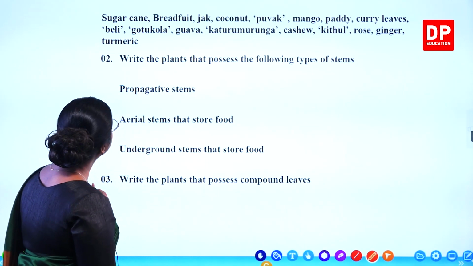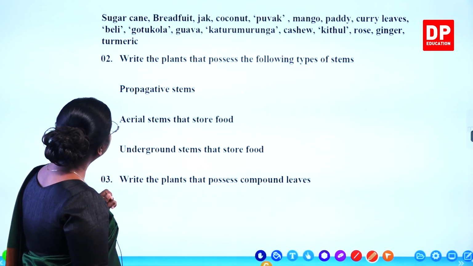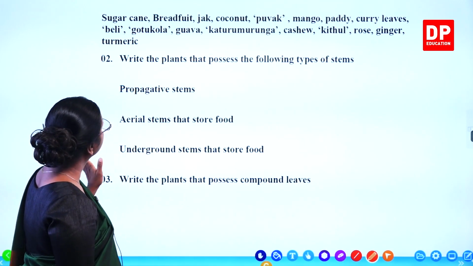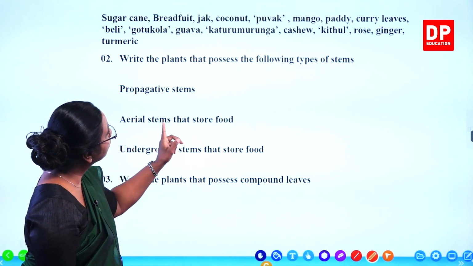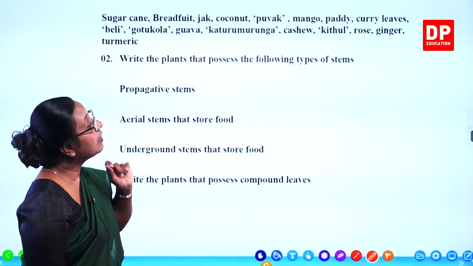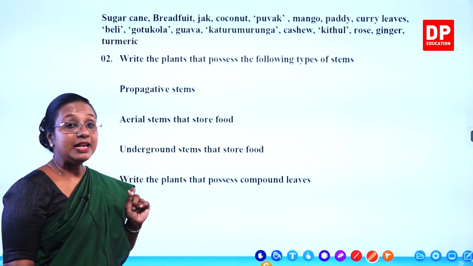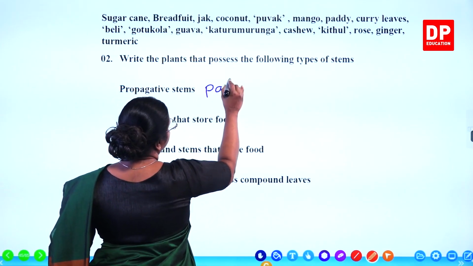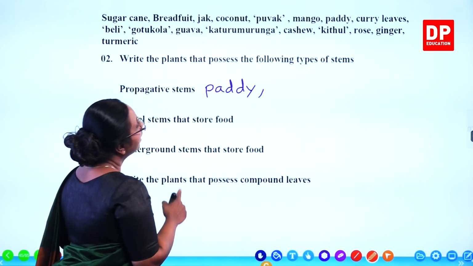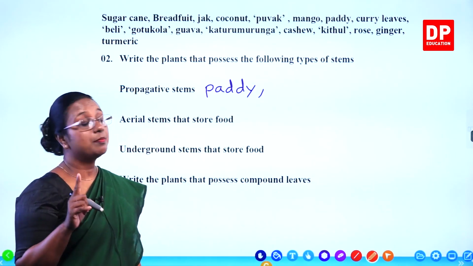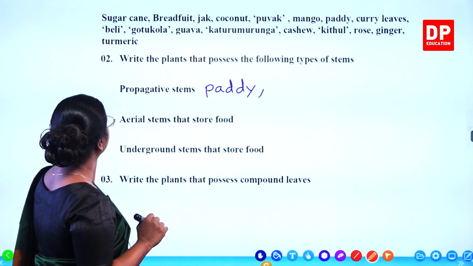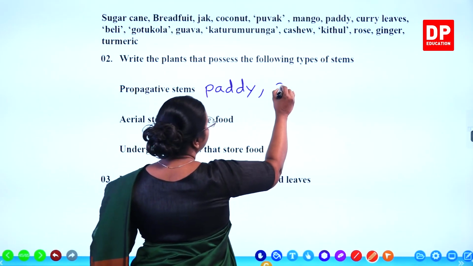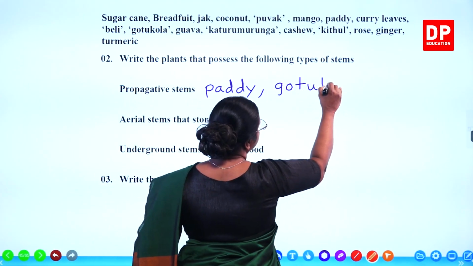So if we answer this question, for propagative stems, what can you write? Sugarcane, does it propagate? No. Breadfruit, no. Jack, coconut, puak, mango. What about paddy? Paddy has suckers. So that is a propagative stem. Paddy. Then what do we have? Curry leaves by roots. Bailey, roots. Gotukola? Yes. They have runners. So that is by stems.